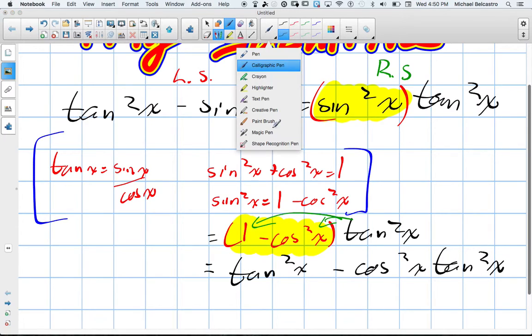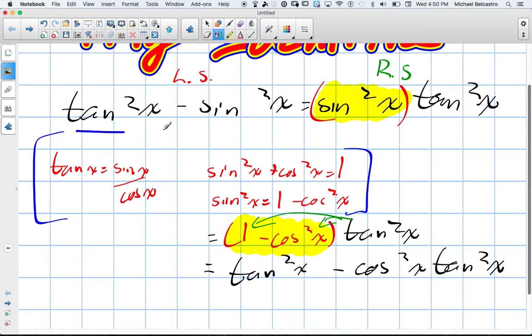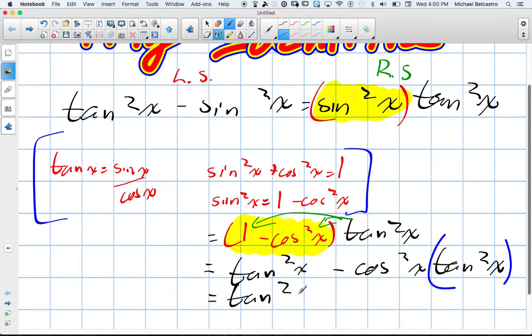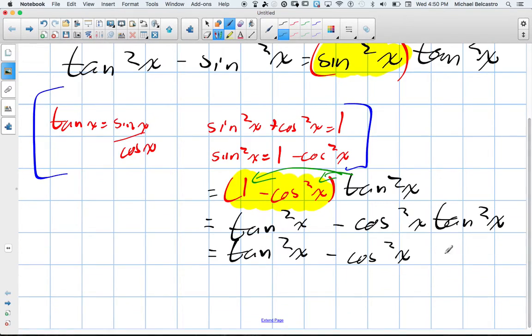I'm going to take a quick peek at my other side. This is really good. I have a tan squared x as essentially the first term, and I have a subtraction sign, but this is just left with sine. I need to turn this into some version of sine. I know I can incorporate sine by using my quotient identity again, so I'm going to replace tan with the quotient identity. I get tan squared x minus cos squared x times sine squared x over cos squared x.